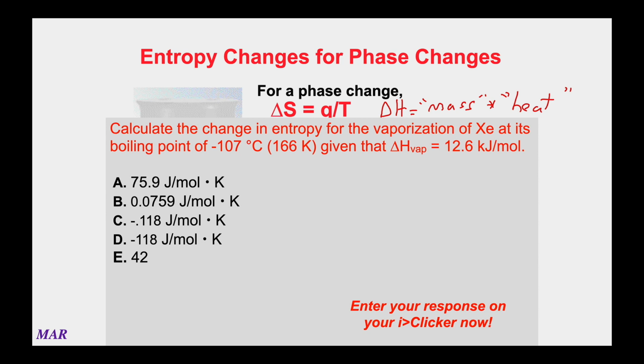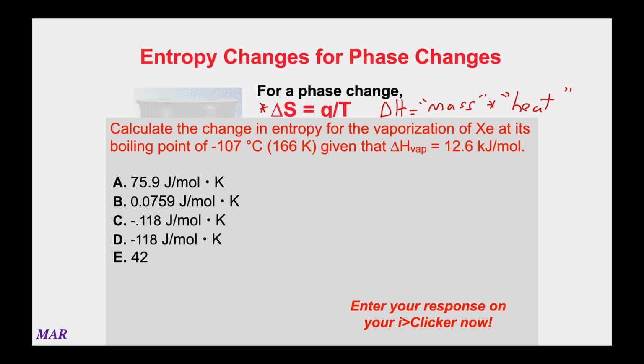Let's calculate the change in entropy for the vaporization of xenon at its boiling point of minus 107 degrees Celsius, which is 166 Kelvin. Remember, to go from Celsius to Kelvin, you add 273.15. And it's given the fact that delta H vaporization, the heat of vaporization, hint, hint, is 12.6 kilojoules per mole. Okay, so to figure out the entropy change for a vaporization, for a phase change, i.e. going from liquid to gaseous xenon, delta S equals Q over T.